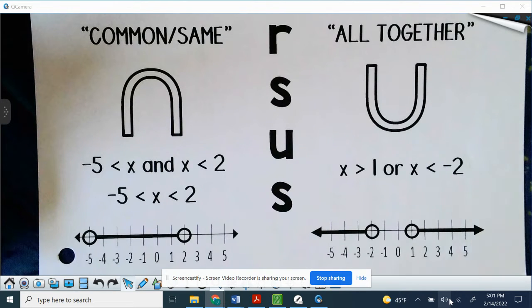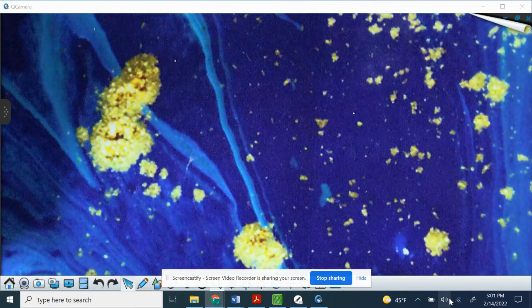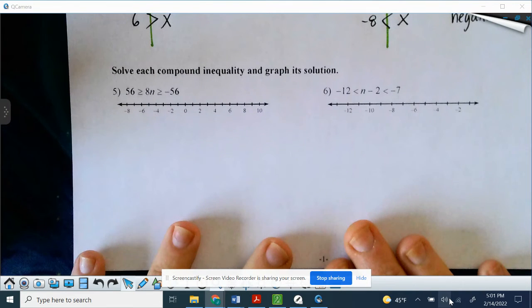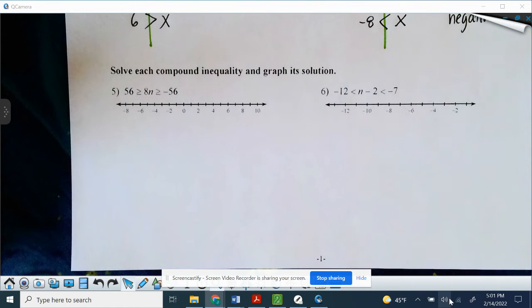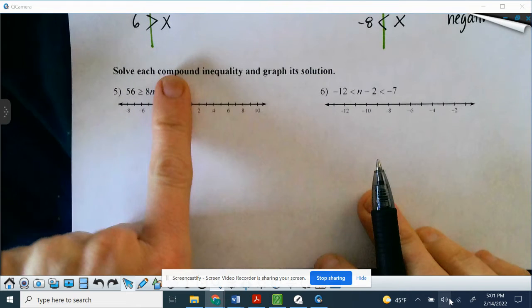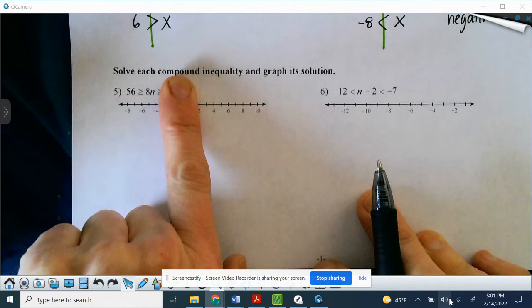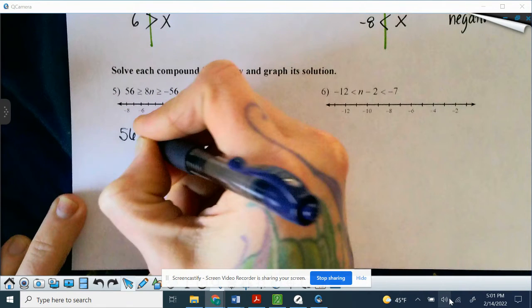And now we're going to actually work a couple of these to see how they go. All right, so we're going to start with ands. Now, most students mess up because this freaks them out. So here's what I personally think is awesome to do. I'm going to cover up this side of the inequality. So it's just 56 is greater than or equal to 8n.